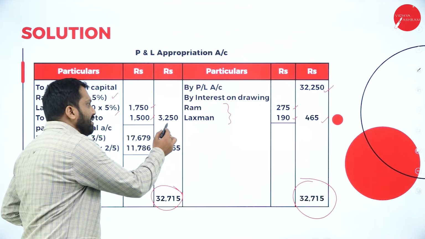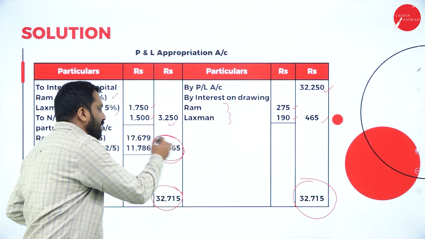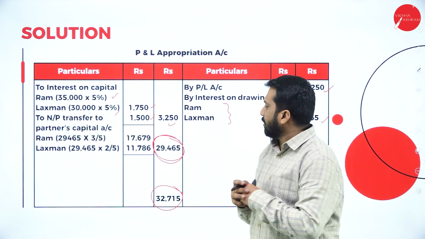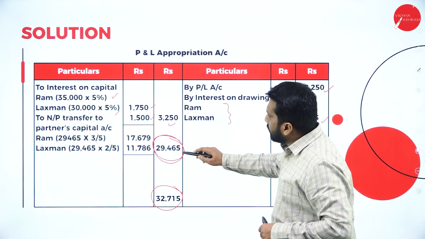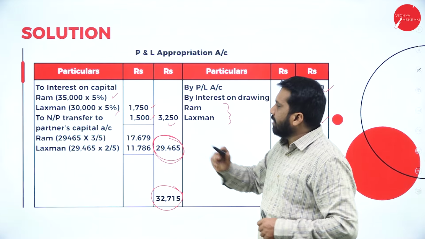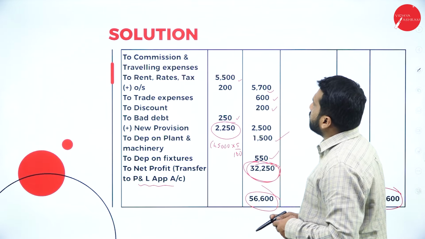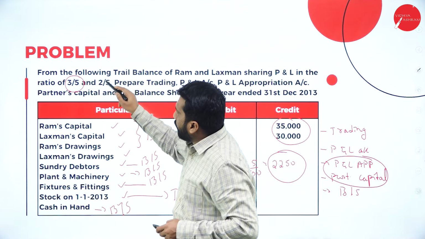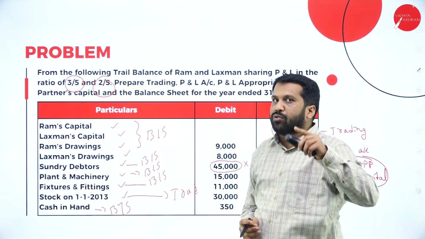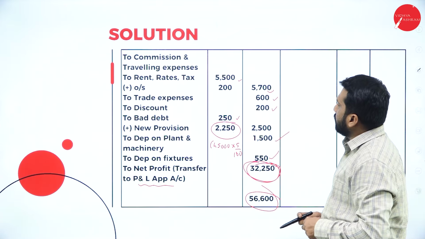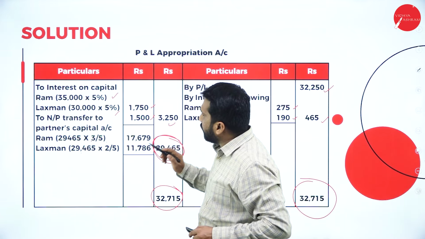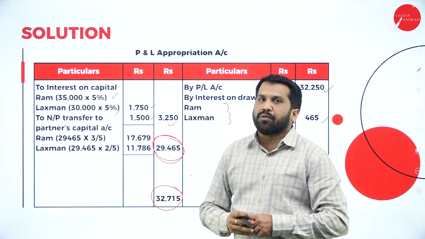From this, if you minus this, your answer is 29,465. Now, what is the answer? Your answer is 29,465. So how to share it to Ram and Lakshman? I'll go back to your question. They have given 3/5 and 2/5. What is the ratio? 3/5 and 2/5 means 3:2. So this 29,465 into 3/5, 29,465 into 2/5. We are done with your P&L appropriation.